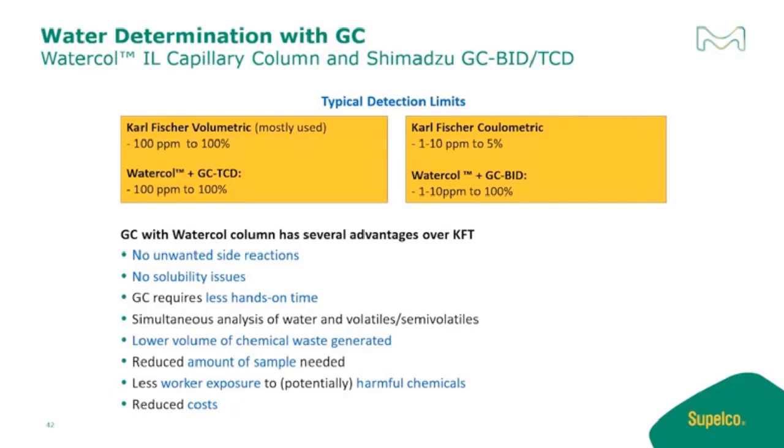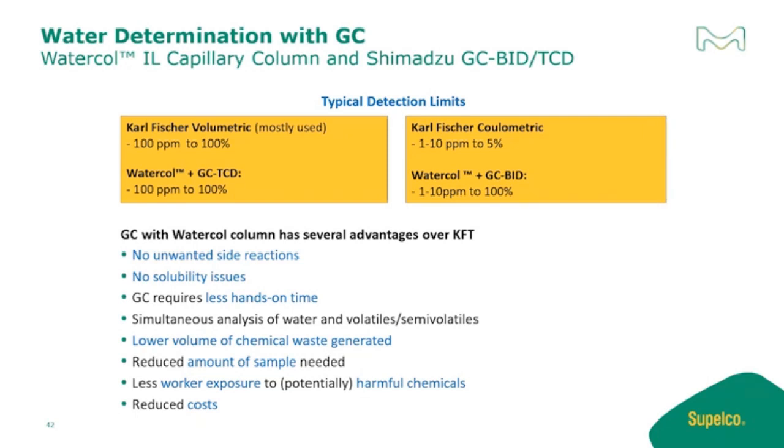Now, what's the advantage of the Water Call and water determination in GC compared to traditional Karl Fischer titration? With volumetric Karl Fischer titration, you can go from about 100 ppm to 100% water. With the Water Call and the thermal conductivity detector, we can also go from about 100 ppm to about 100% water. Of course, that's the limitation of the thermal conductivity detector. With coulometric Karl Fischer, you can go from 1 to 10 ppm up to 5%. And using the Water Call and the barrier discharge ionization detector from Shimadzu, we can go down to that level of 1 to 10 ppm. I'll talk about that a little more in the next few slides.